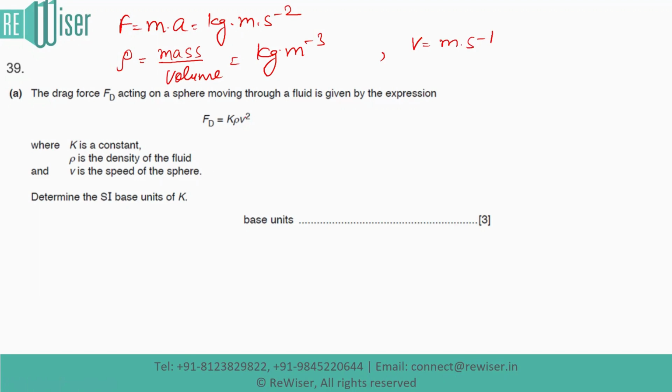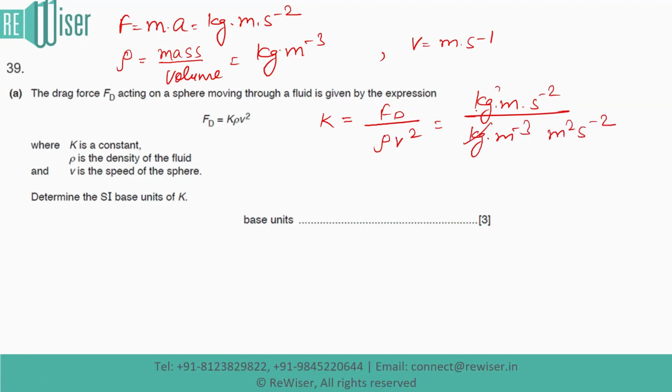Okay. So if you just rearrange this equation, K will be equal to Fd upon rho V square. Fd is basically kilogram meter S minus 2, and rho is kilogram meter minus 3, and V square will be M square S minus 2. Fine. Kilogram will cancel out. S minus 2 will cancel out.